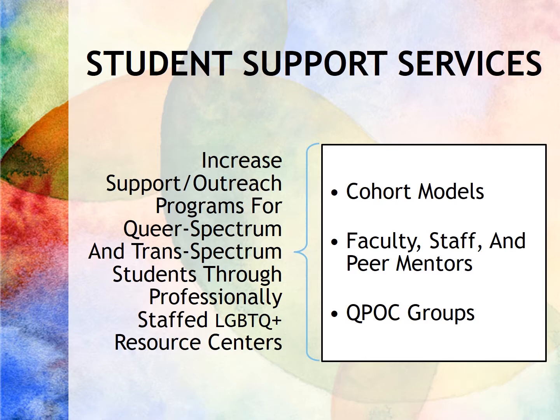And so a big part of that is increasing support and outreach programs for queer spectrum and trans spectrum students, ideally through staffed LGBTQ plus resource providers. But at smaller schools, the development of faculty and staff mentoring programs, a counseling center that runs an LGBT peer mentor program, student organizations. There are a number of ways to organize support for these populations without needing to advocate for professional staff and professional space. But that's the ideal.